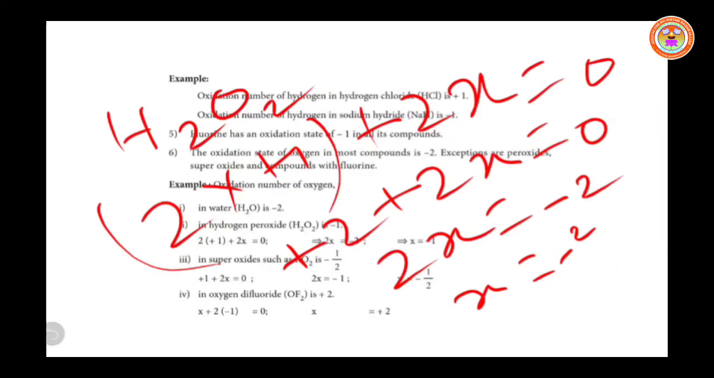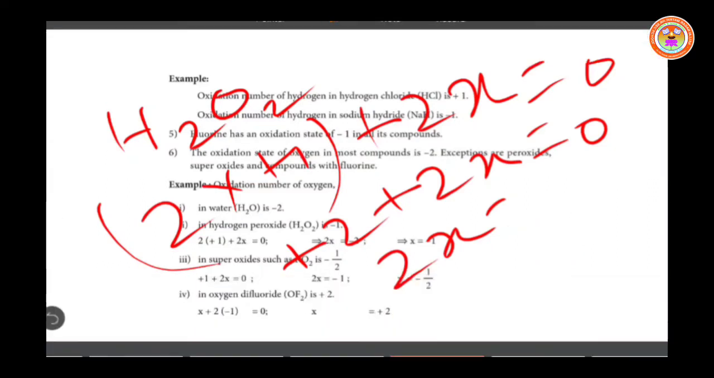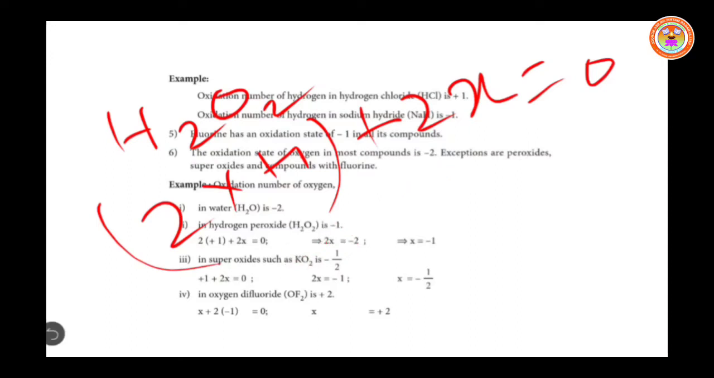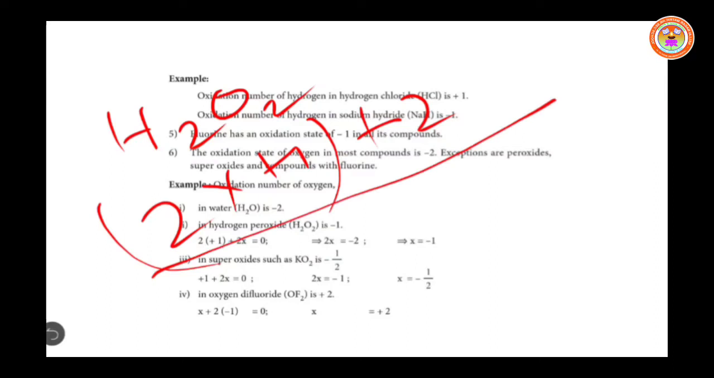An example for superoxide is KO2. In superoxides, what is the oxidation state of oxygen? The oxidation state of oxygen is minus 1 by 2. An example for superoxide is KO2.